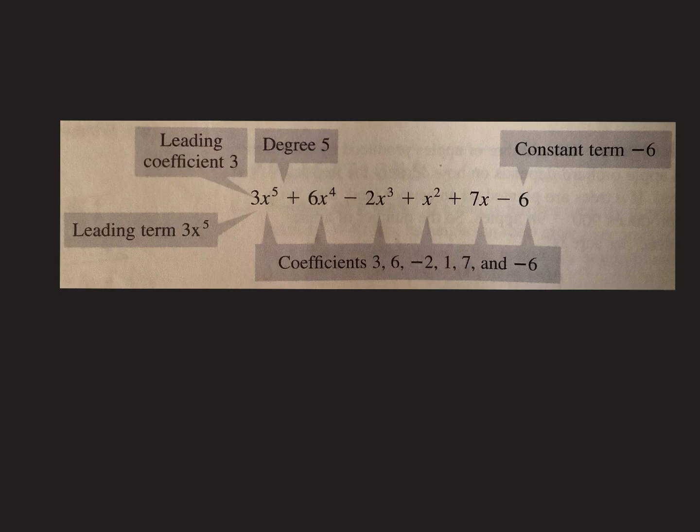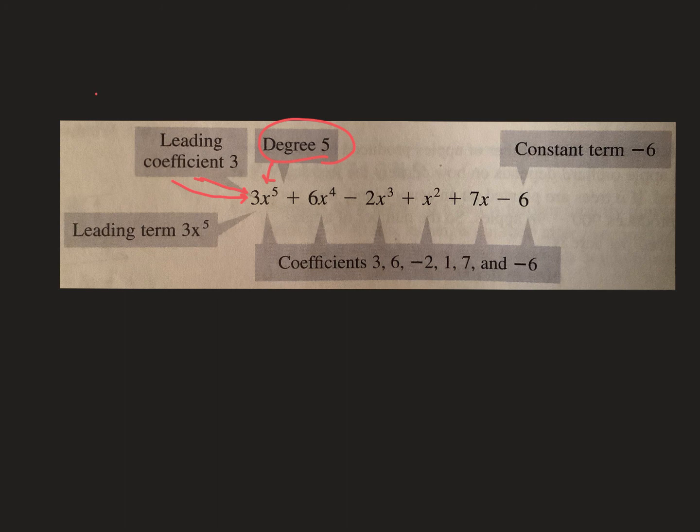Some words here you need to make sure that you know. First one is leading coefficient. Leading coefficient is the coefficient on the leading term. Leading term does not mean it's the first term. It means it's the term with the biggest exponent. And the largest exponent is called the degree. This is degree 5, and the leading coefficient would be 3.